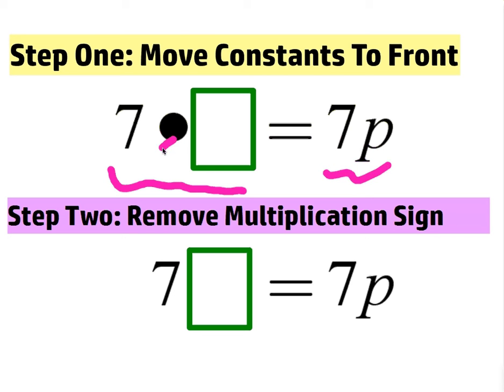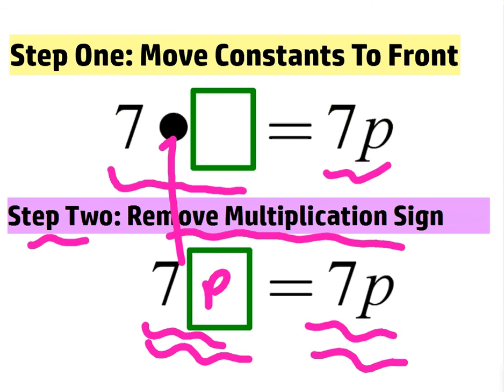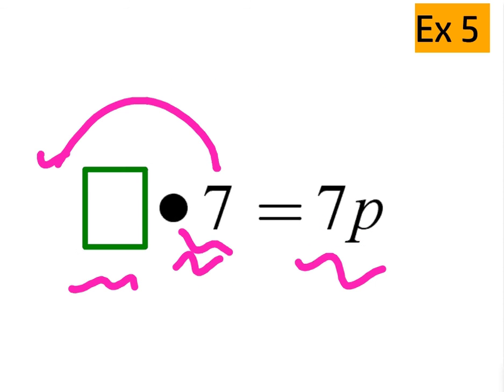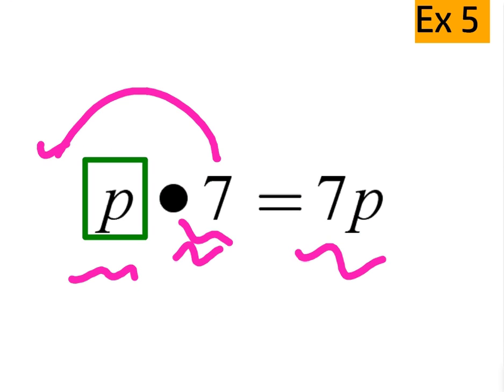So now for the second step, we're going to remove the multiplication sign. And now we can clearly see 7 times what gives you 7p? Very obvious, right? It's got to be p. These two have to be the same. So therefore the answer to our question is p. So sometimes the box ends up in a different location, but nevertheless, that's what we found to be inside the box. So therefore that is the answer, p.